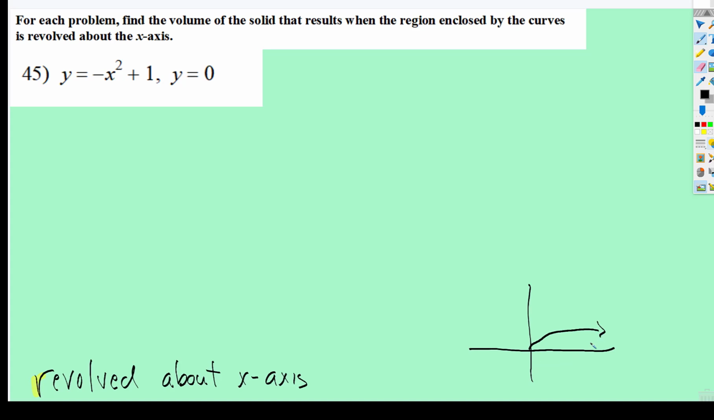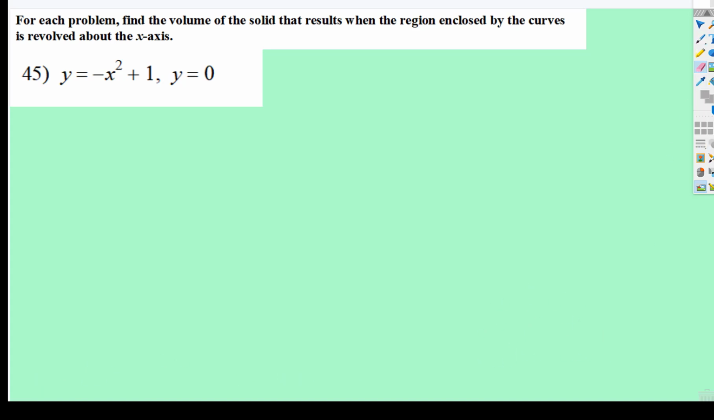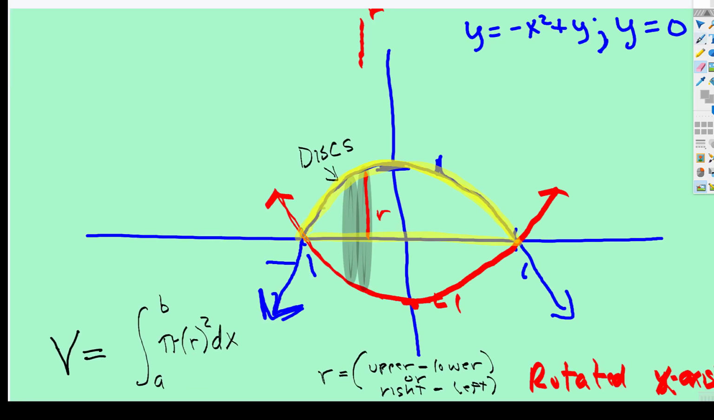If it's revolved, it means that you're going to reflect it, and this is what we're talking about. All right. If it's around the y-axis, you would do that. So let me show you this situation. So look at what we have.